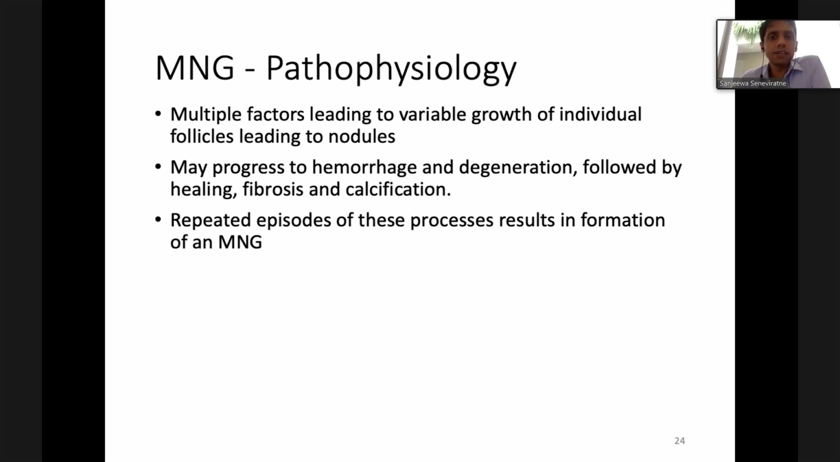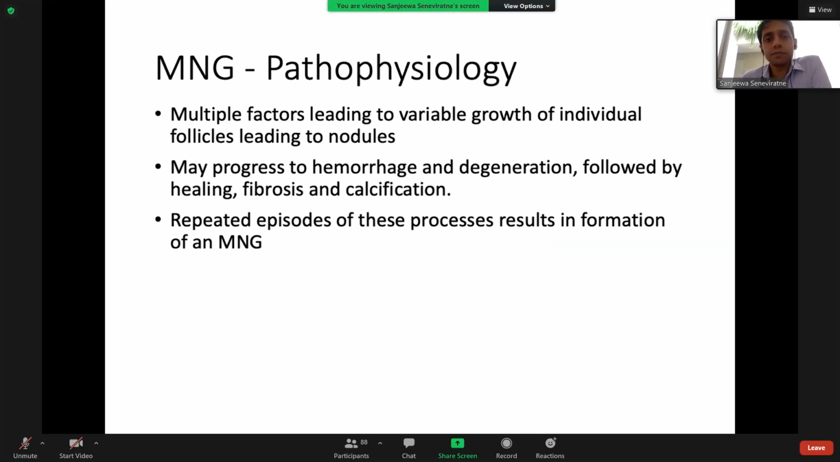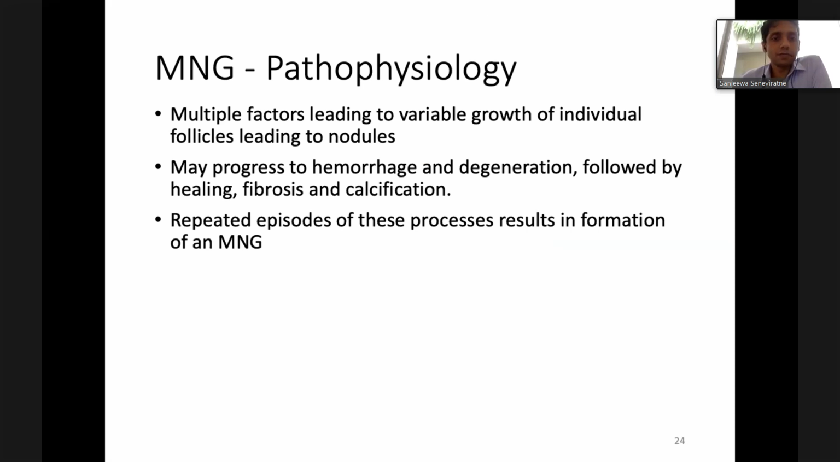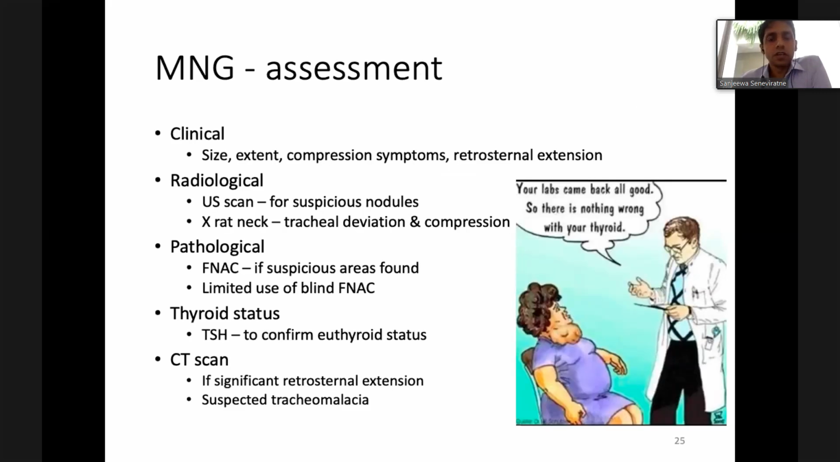The pathology is again multiple factors leading to variable growth of individual follicles. That is all that we know. Earlier we thought this was due to iodine deficiency, but apparently it is not so. What happens is that this may progress to hemorrhage and degeneration, various other problems like healing and fibrosis, finally leading to multiple nodule formation, or what we call a multinodular goiter.